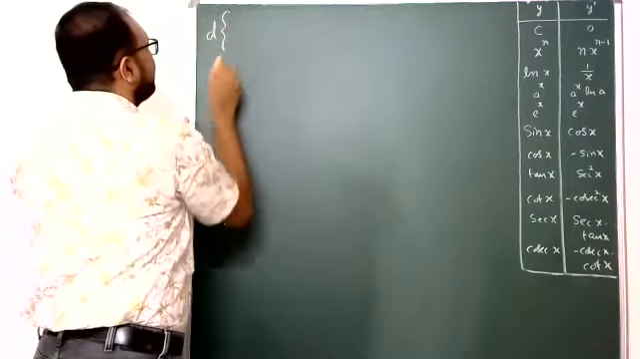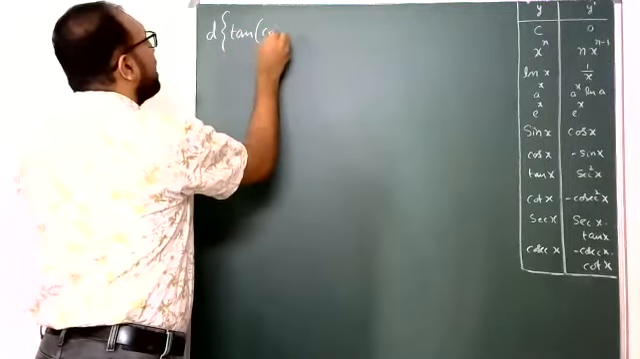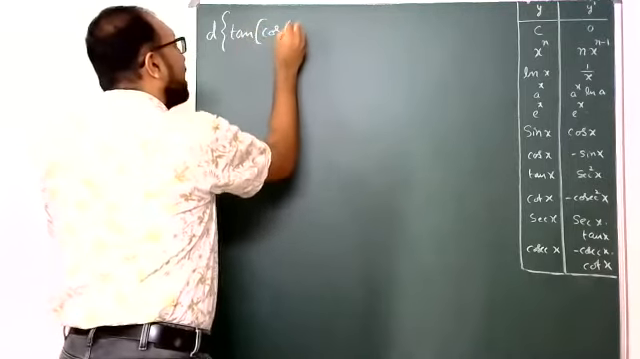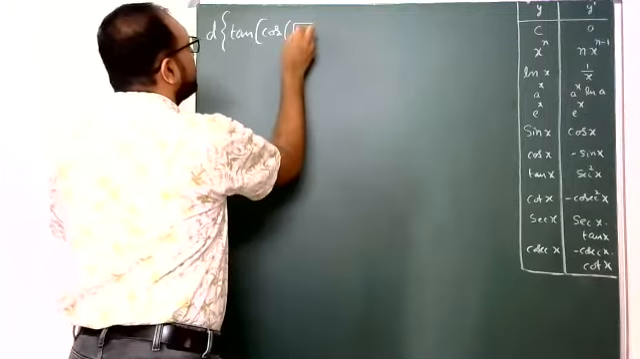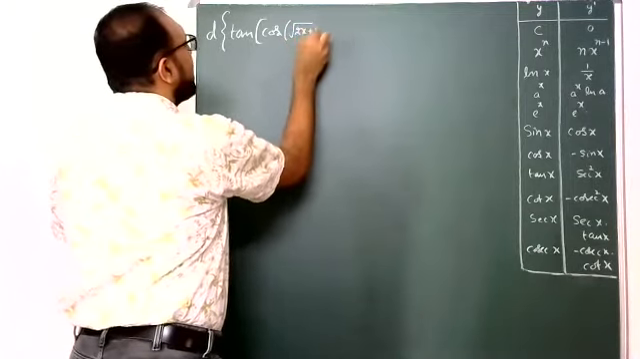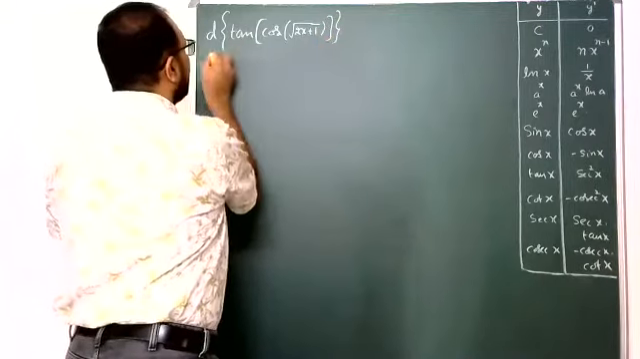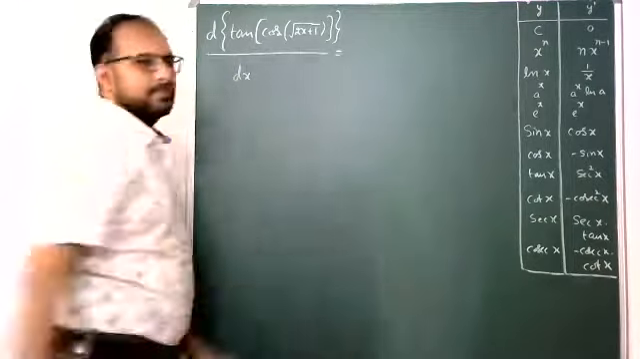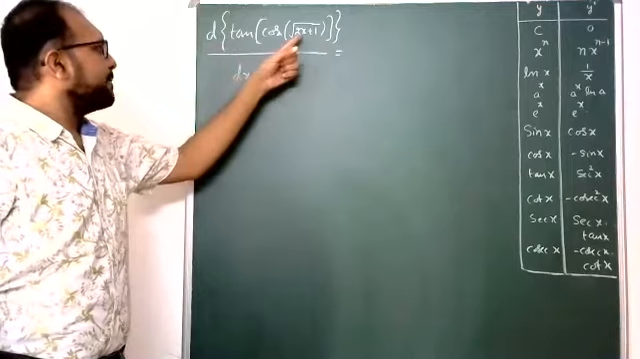Derivative of tan of cos of tan of cos of root 2x plus 1 with respect to x. This is now a function. The derivative of this complete one, rectified.